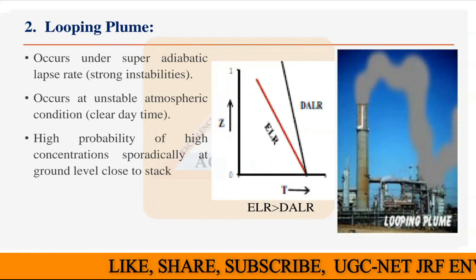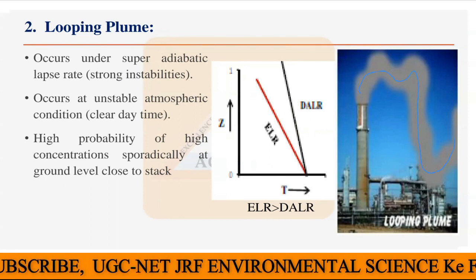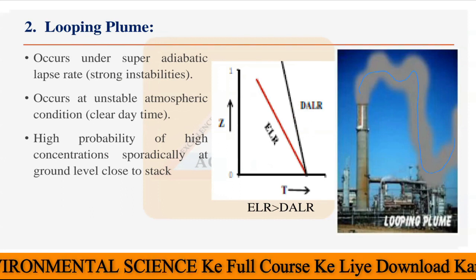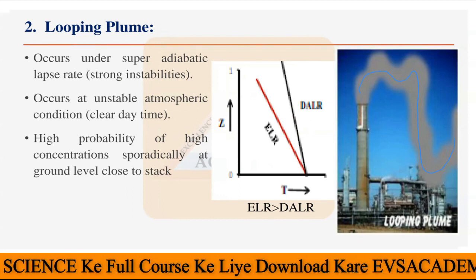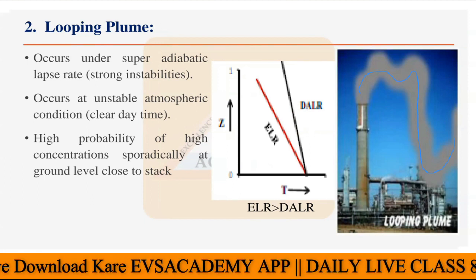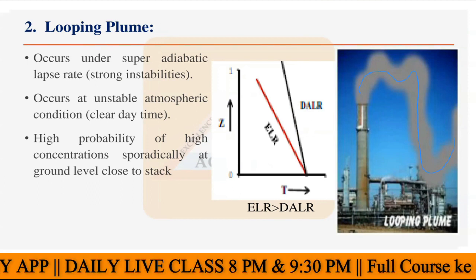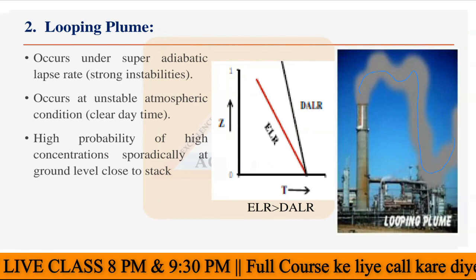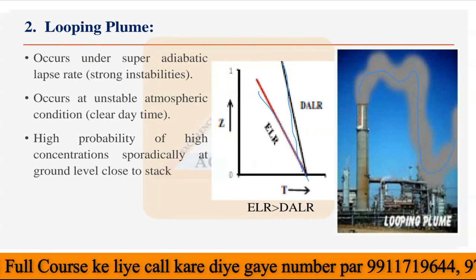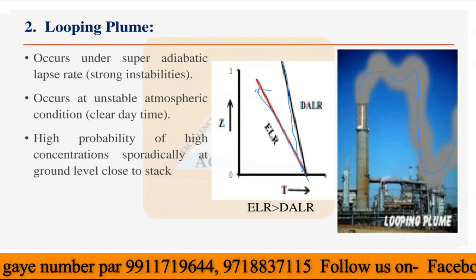Then we have looping. So loops are created here. You can see loop type of circles in the looping plume. Looping plume is just opposite of the fanning plume. In the fanning, the fan-like structure would be there. In the looping, loop type of structure is there. In the fanning, inversion condition and stable condition is prevalent, and here unstable condition is prevalent. The ELR value is more as compared to DALR here you can see. And this is a completely unstable type of situation where well mixing takes place.